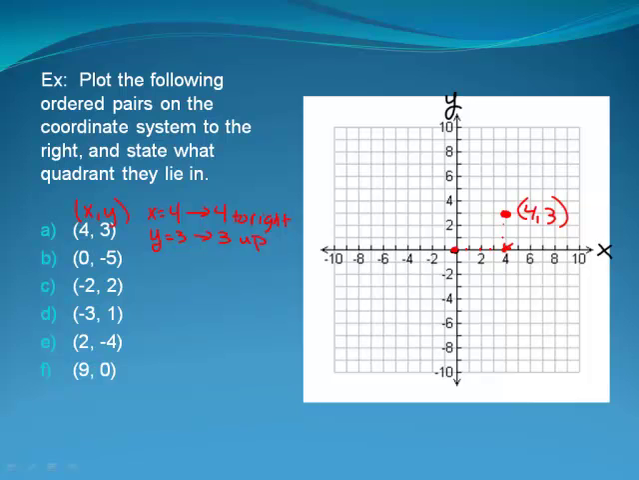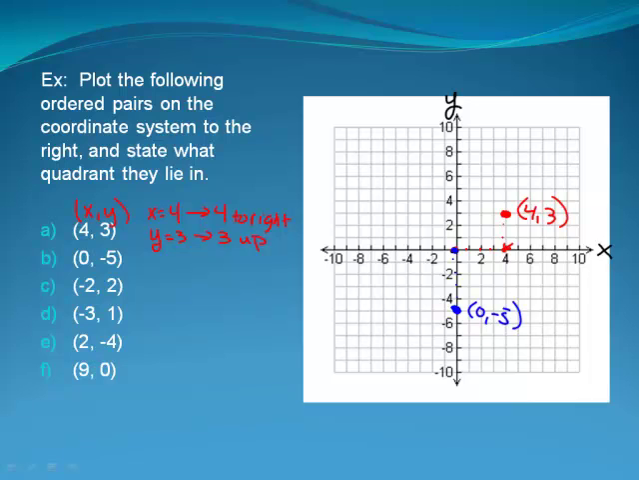All right, so let's look at our next example, 0, negative 5. Starting at the origin, we're going to move 0 left or right and 5 down. 0 left or right means I don't move, and 5 down would be 1, 2, 3, 4, 5. This would be 0, negative 5.